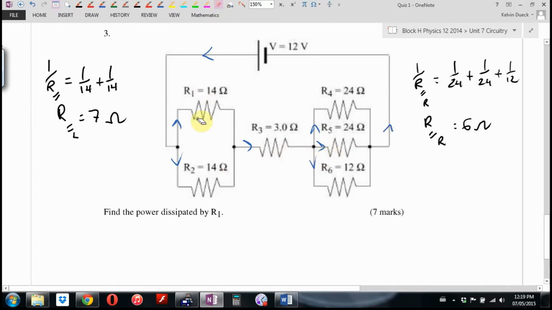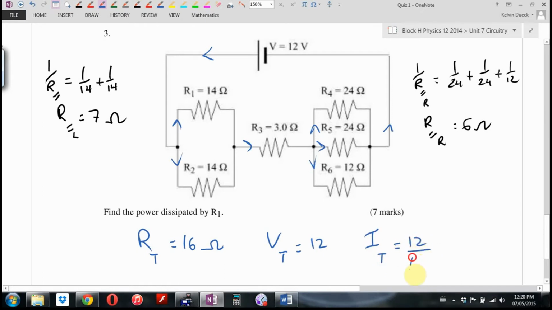Miller, what can I replace this with? A single resistor, how big? 7. What can I replace this with? A single resistor, how big? 6. What can I replace this whole thing with? A 7, a 3, and a 6, or as I like to say, what's the total resistance of this circuit? And what's the total voltage of this circuit? 12. So what's the total current of this circuit?